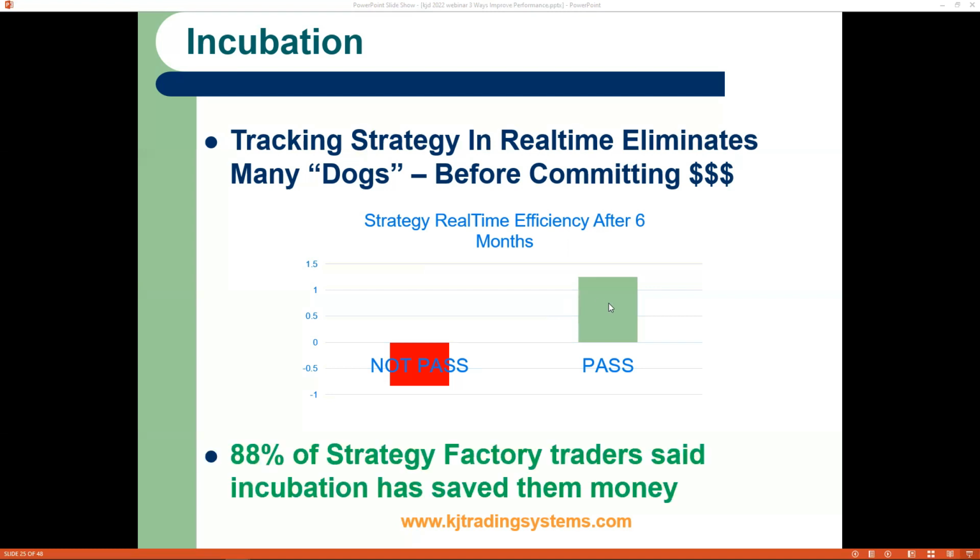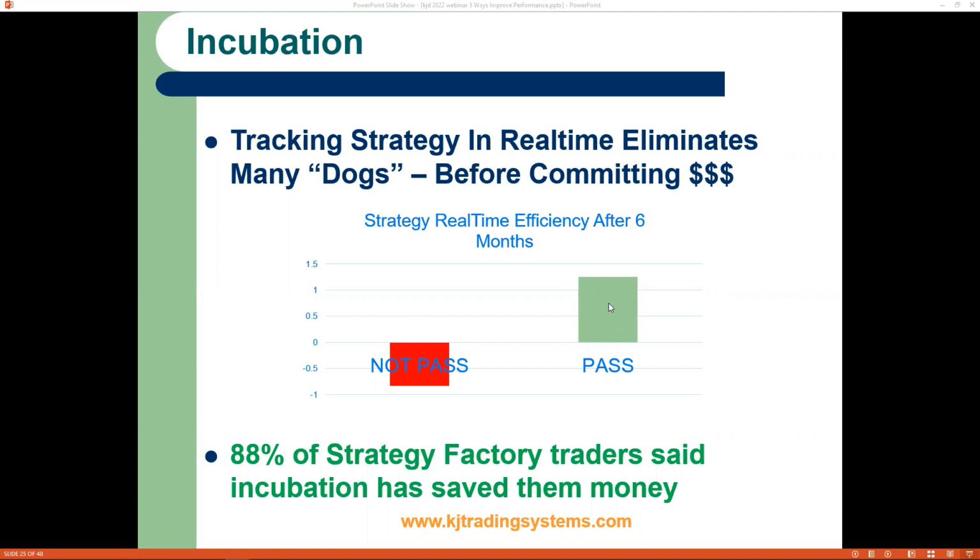And it's not just me saying this. I've asked my students a couple of times at least, and one time it was 88%, the other time it was 90%. I asked them, has doing this incubation saved you money or cost you money? And 88 to 90% of them said it has saved them money. Why? Because they've avoided trading some of these dogs.